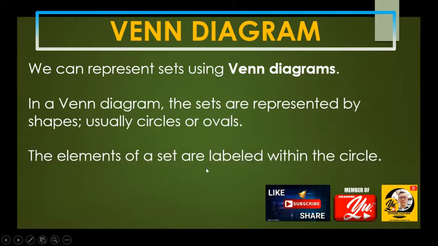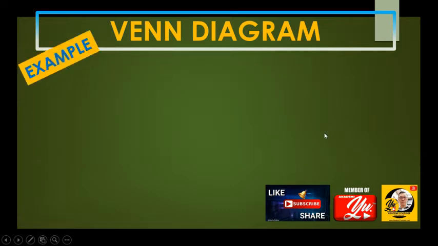The elements of a set are labeled within the circle. All the elements inside that set we label within the circle. That means inside one circle. So look at the example.